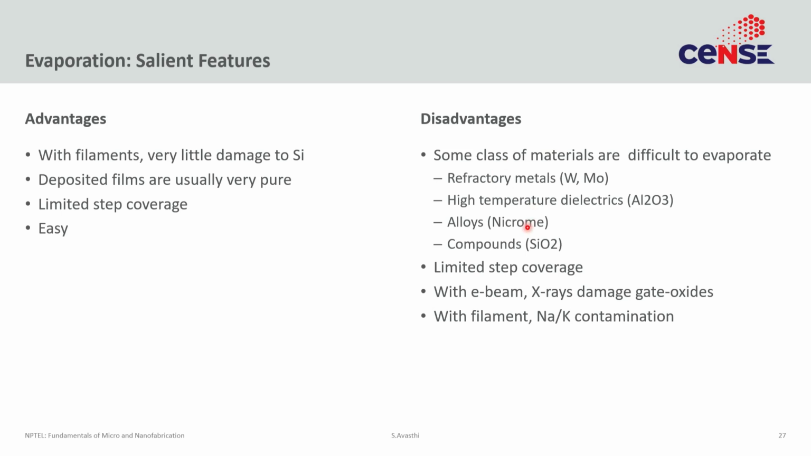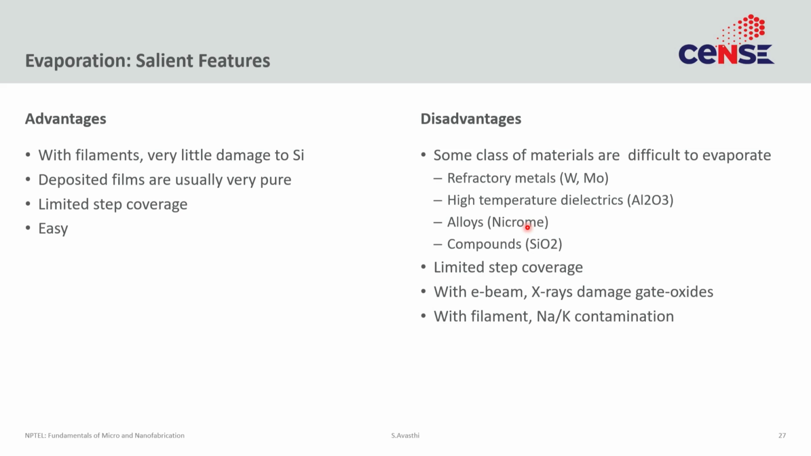You can't do alloys. Why can't you do alloys? Supposing you had nichrome alloy. Nickel and chromium had different vapor pressures. When you heat it up, either nickel will selectively evaporate more or chromium will evaporate more. The ratio of nickel and chrome that actually gets deposited will not be decided by their alloy composition, but by the ratio of their vapor pressure. So, it is very hard to do alloy evaporation.